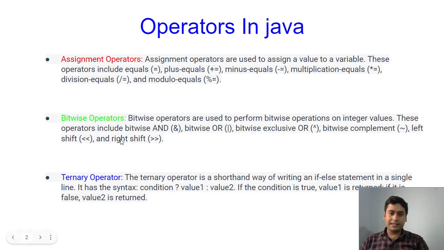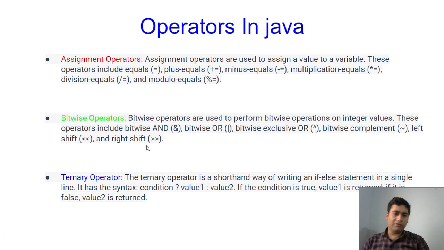This is the single and, which is the bitwise operator, the single or, like one pipe, and the caret, which is called the bitwise exclusive or operator. So this is the or, this is the exclusive or, this is the complement, and this is the left shift, this is the right shift.